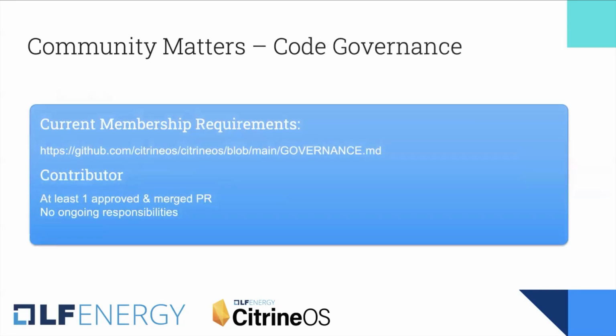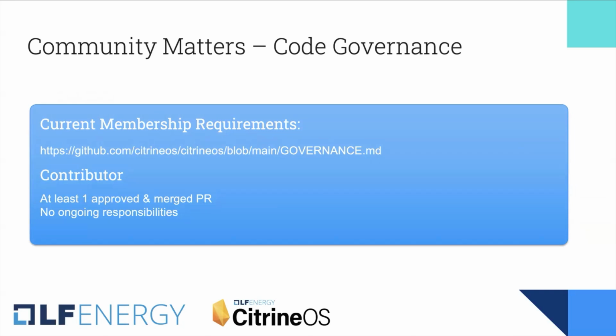If you are interested in how the community is organized, you can find that on the main repository, so CitrineOS, which is just for the community. That's where our governance file is. It's also where you can post issues or start discussions on the project.